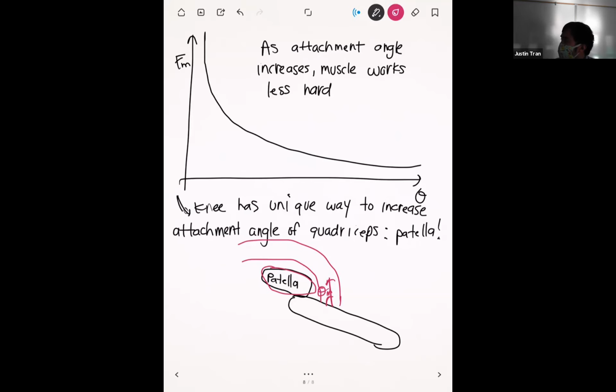Just because the attachment point for the quadriceps on your lower leg is actually just distal to the patella. Okay? And so because that patella is there, it kind of forces the quadriceps to bunch up a little bit, and that increases the attachment angle.